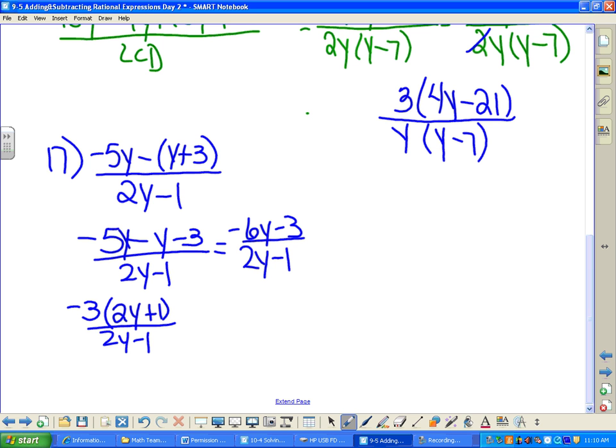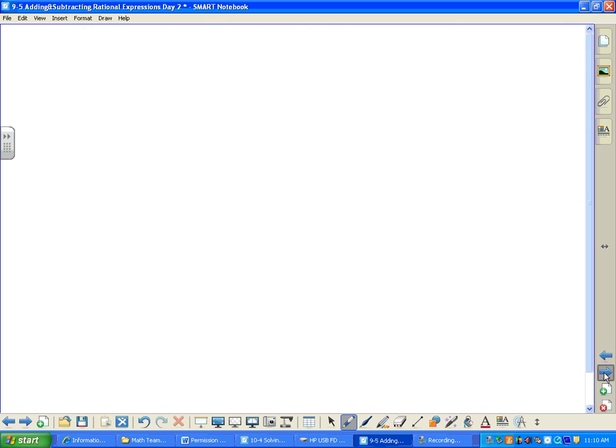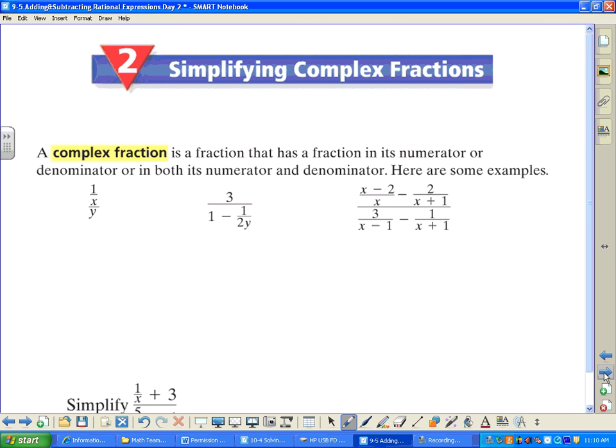The other thing that I also want to show you is something called complex fractions. And a complex fraction is basically just fractions inside of fractions. So if you have fractions inside of fractions, they're complex. So I've just shown you some, like 1 over x over y is a complex fraction. And this one, do you see how you have a little fraction inside the big fraction? Okay. These are all what we call complex fractions. Yes?